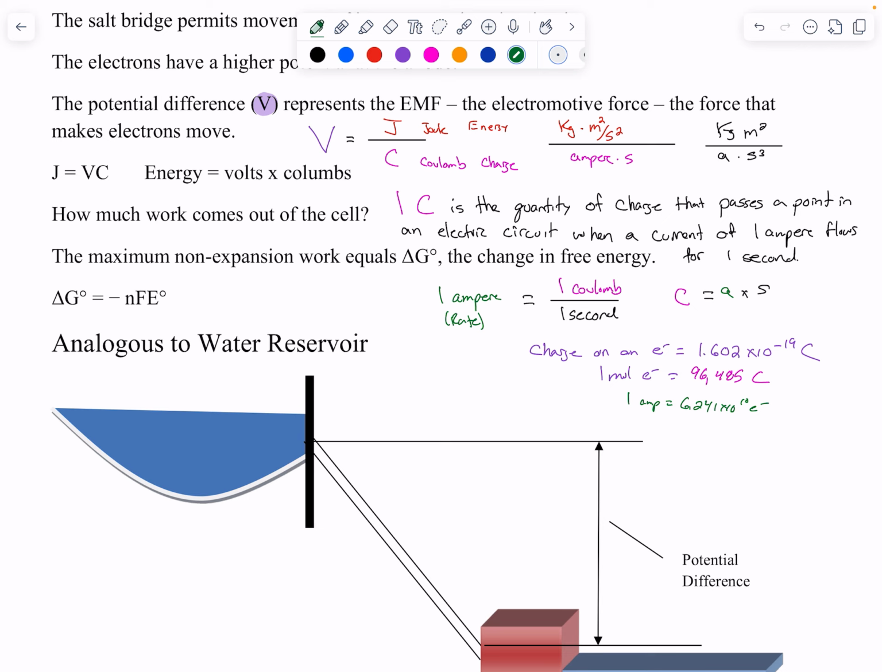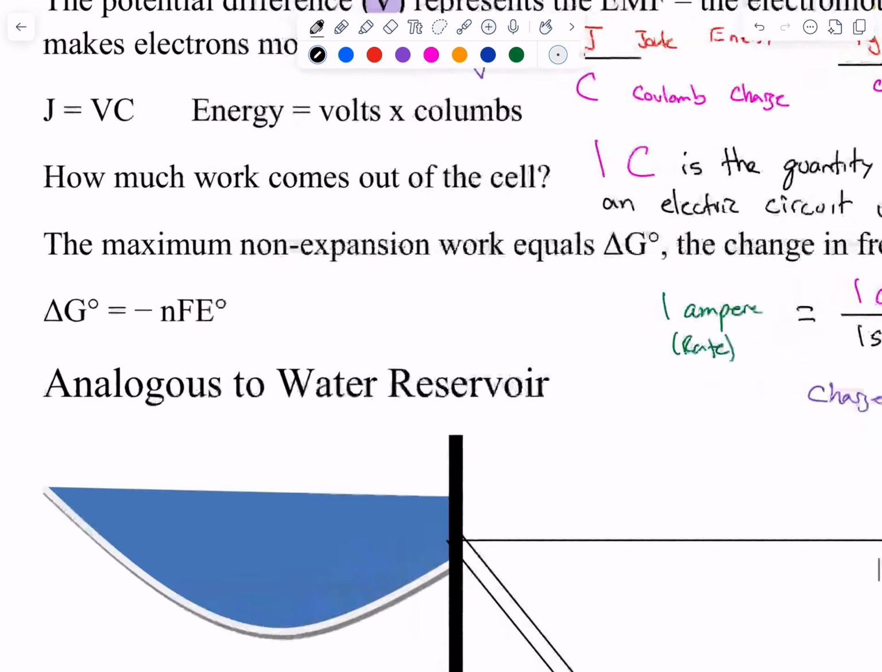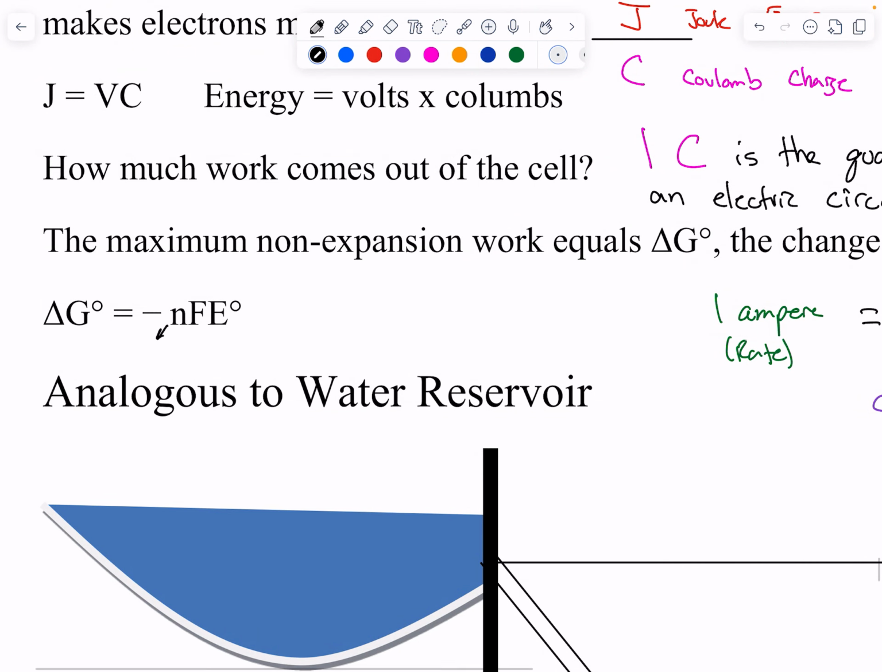Wow. Okay. So now when we talk about this, volts is energy per charge, and we want to get some work out of this, all right? And so we have some things here. Delta G equals negative nFE. I just threw this in there, right? The maximum non-expansion work, right? Delta G, right? So negative n. What is n? n would be our moles of electrons transferred.